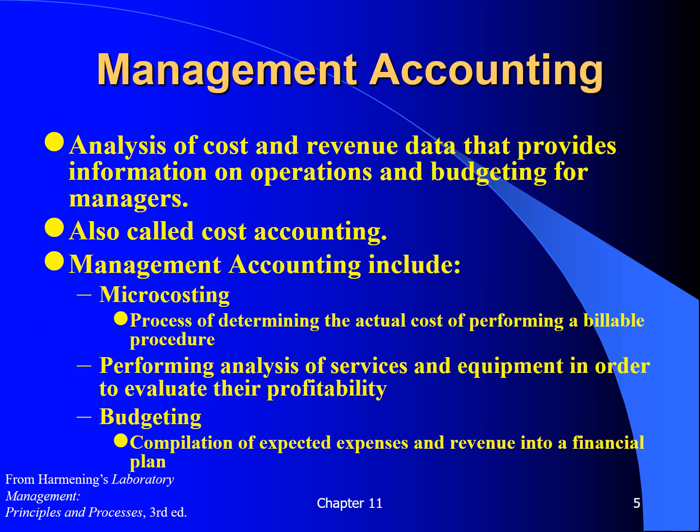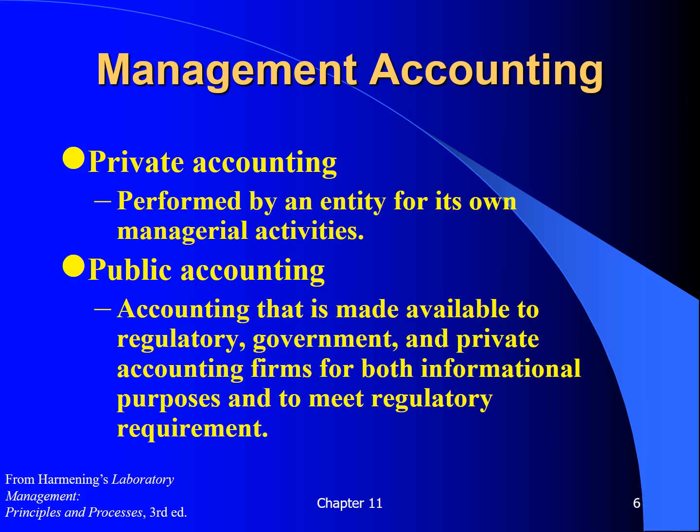Levels of oversight of the financial side of a business. The first is management accounting. Management accounting is private accounting performed by an entity for its own managerial activities, while public accounting is accounting that is made available to regulatory, government, and private accounting firms for both informational purposes and to meet regulatory requirements.